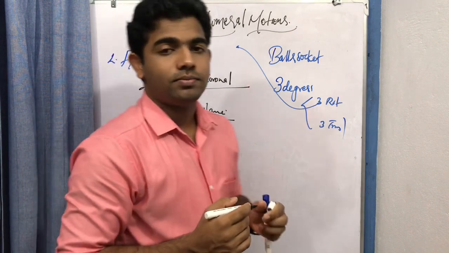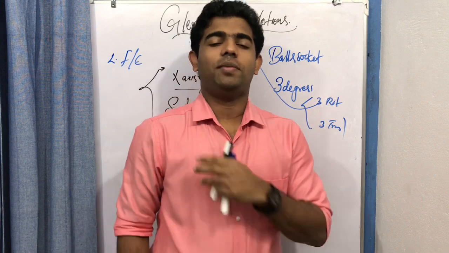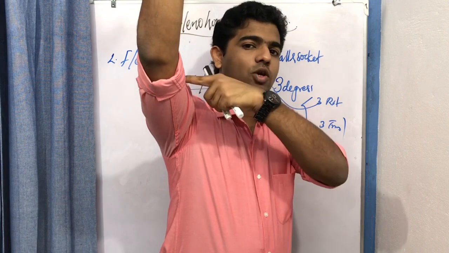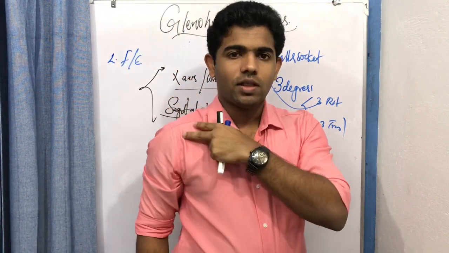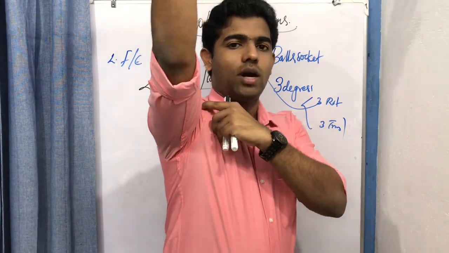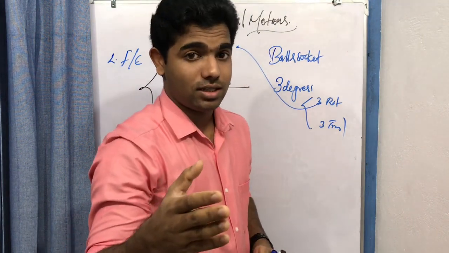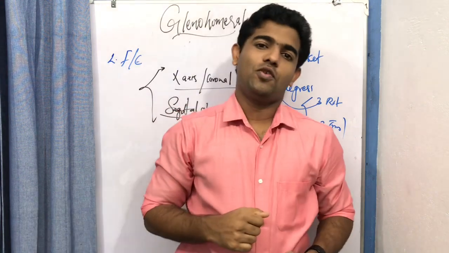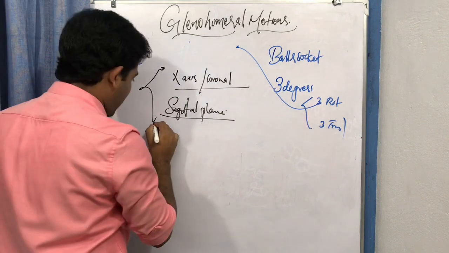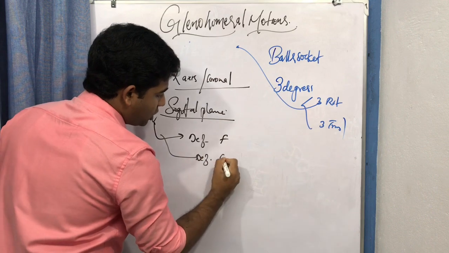What do you mean by flexion? I know what flexion is, but I cannot define it. Flexion means it's a forward and upward movement of the humeral head in the glenoid fossa. What is the extension? Backward and downward movement of the humeral head in the glenoid fossa. Now, you define what is flexion, you define what is extension.